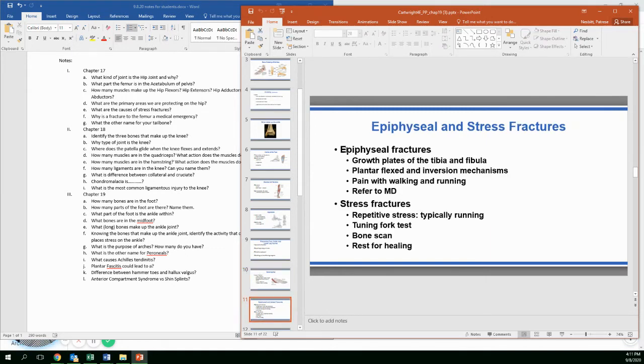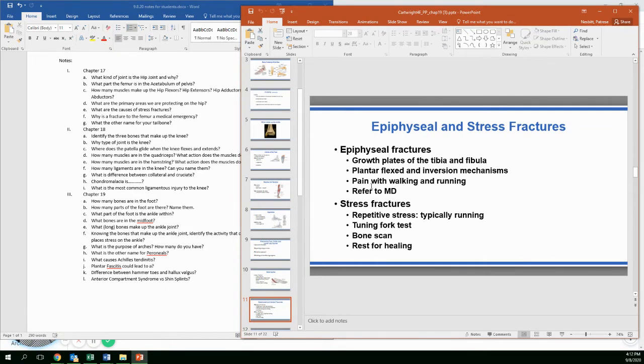Okay, we always talk about epiphyseal fractures because, again, in your younger athletes, they're always growing. So you want to make sure that there's nothing that's going to keep their bones from growing. So again, you want to refer them to the MD. You want to treat appropriately just so you're not inhibiting growth.